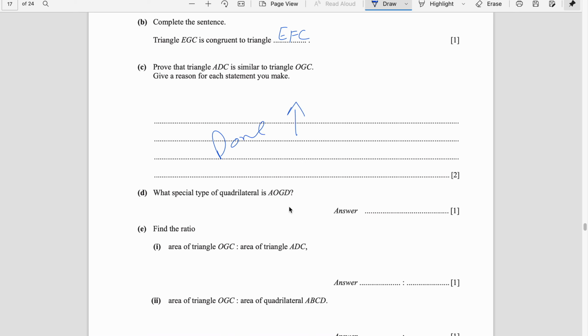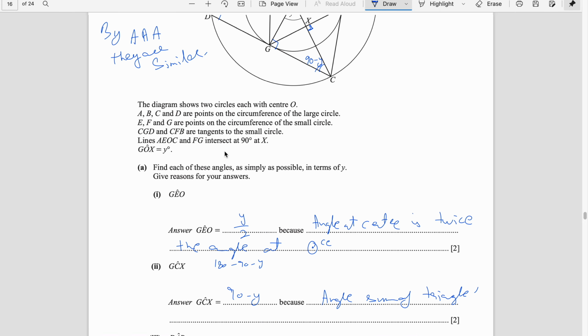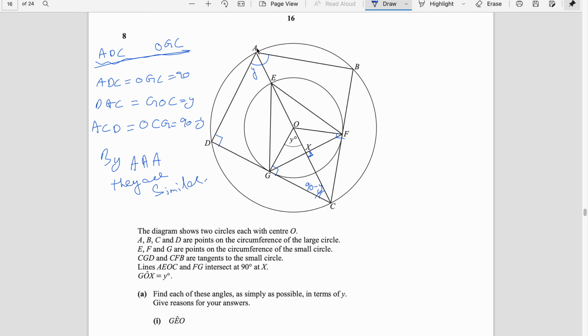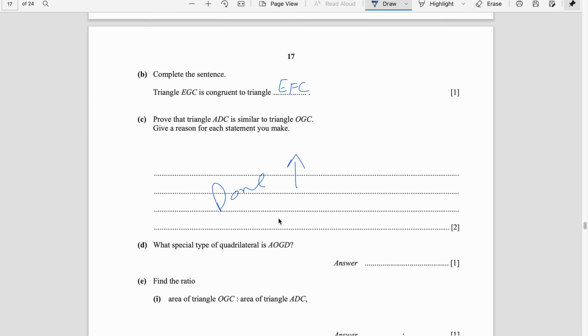What special name is given to quadrilateral AOGD? Let's have a look. This is A, this is O, this is G, this is D. So it is four-sided and these two sides are parallel as these are perpendicular to DG. So it is a trapezium.